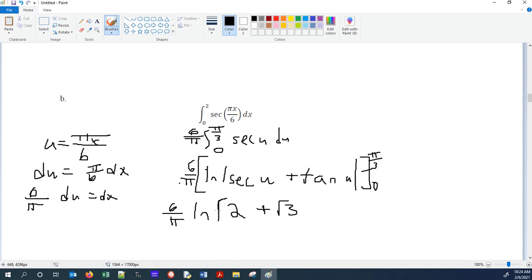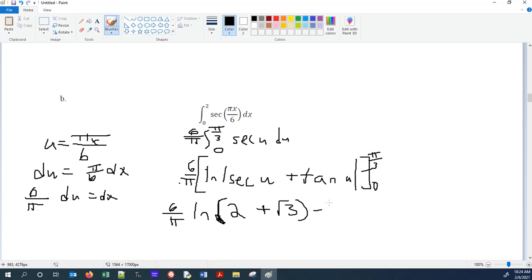And so I guess I can just call these absolute value bars parentheses. I still need them as grouping symbols, but this is clearly a positive number. And that ends up being our first part. We need to plug in the next number now. That's plugging in the pi over 3. Now we're going to plug in the 0.